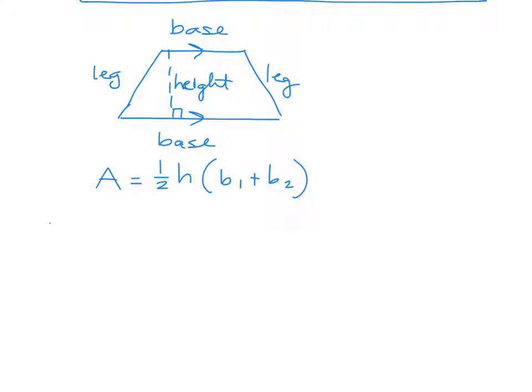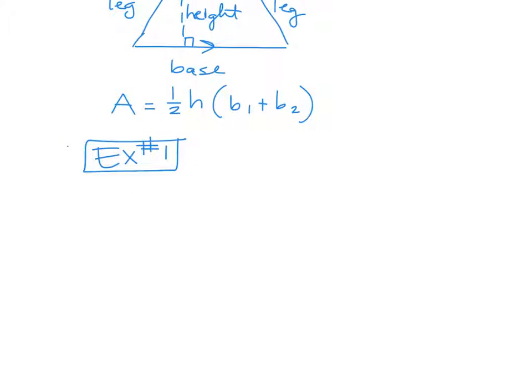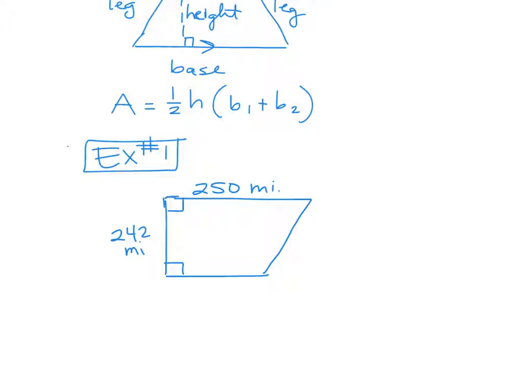Anyway, let's get back to trapezoids. First example that we're gonna do is with this trapezoid. They take a picture on a map for this one. So we're using very large numbers. So 250 miles, 242 miles, 190 miles.